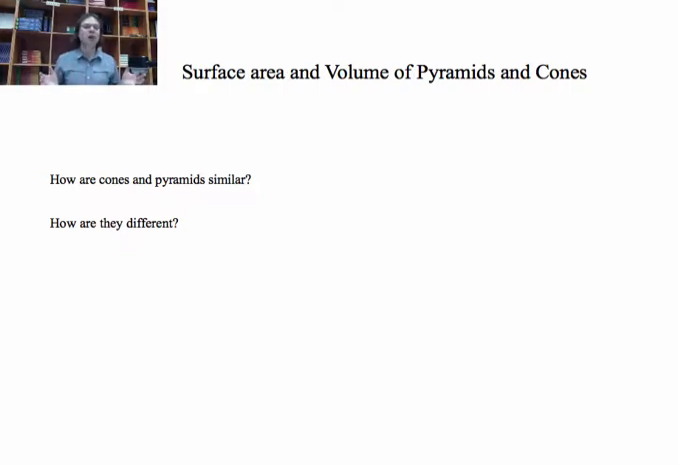Today we are going to look at surface area and volume of pyramids and cones. To start off, I want you to think about how cones and pyramids are similar and how they are different. Jot down some ideas, one or two things or more if you can think of them. Pause, jot down those ideas, then come back to the video.